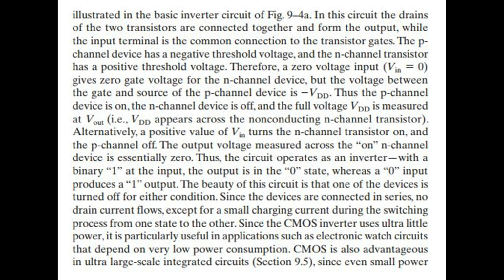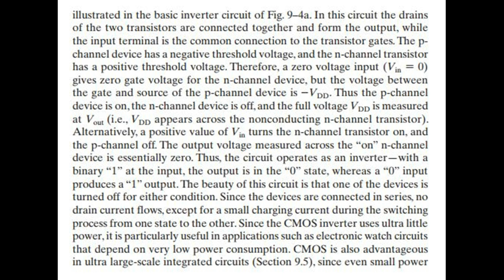Alternatively, a positive value of V_in turns the N-channel transistor on, and the P-channel off. The output voltage measured across the on N-channel device is essentially zero. Thus, the circuit operates as an inverter: with a binary 1 at the input, the output is in the zero state, whereas a zero input produces a 1 output. The beauty of this circuit is that one of the devices is turned off for either condition. Since the devices are connected in series, no drain current flows, except for a small charging current during the switching process from one state to the other.